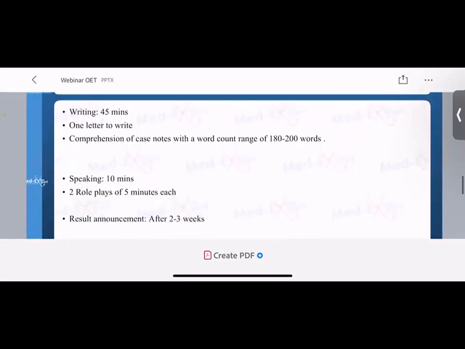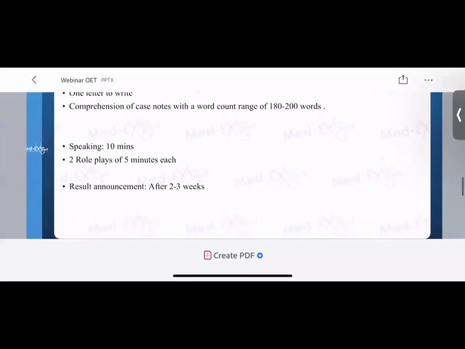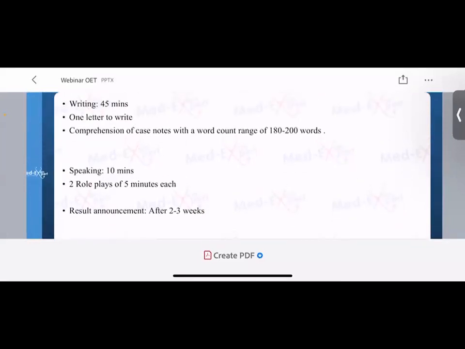Now come to writing. We know that writing is 45 minutes, and 5 minutes are given for understanding the case notes, and then 40 minutes are given to you for the letter writing. You have only one letter to write, based on the case notes, with a word count range of 180 to 200. Okay, this is all about writing.